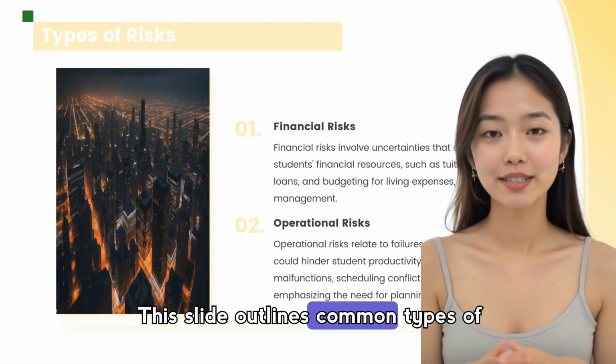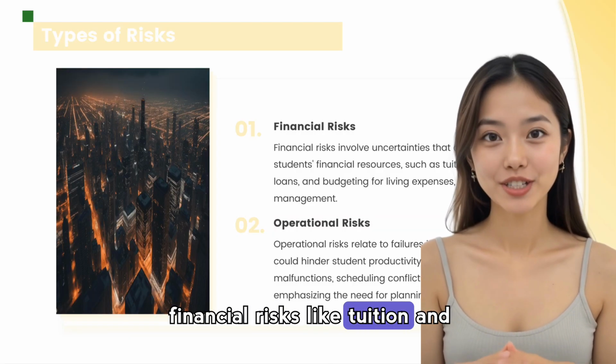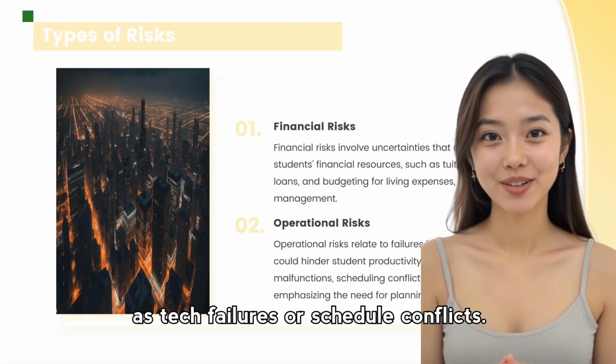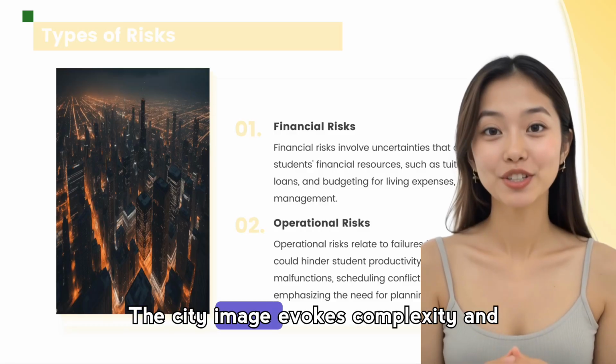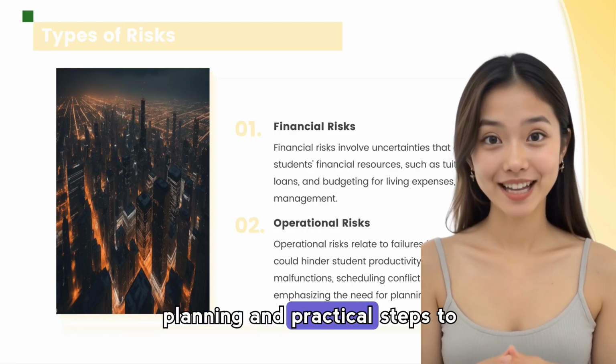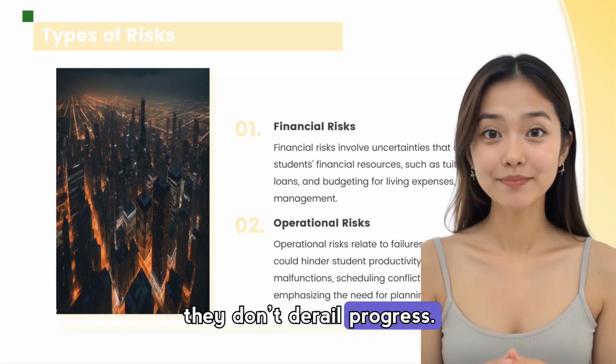This slide outlines common types of risks students face, highlighting financial risks like tuition and budgeting, and operational risks such as tech failures or schedule conflicts. The city image evokes complexity and fast pace, underscoring the need for planning and practical steps to manage everyday uncertainties so they don't derail progress.